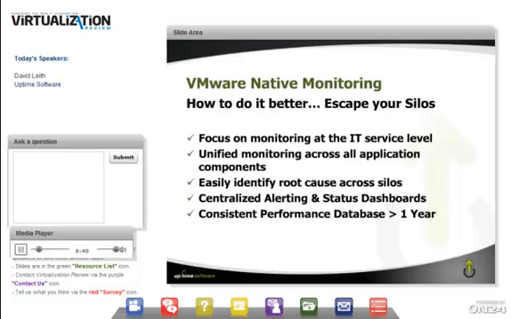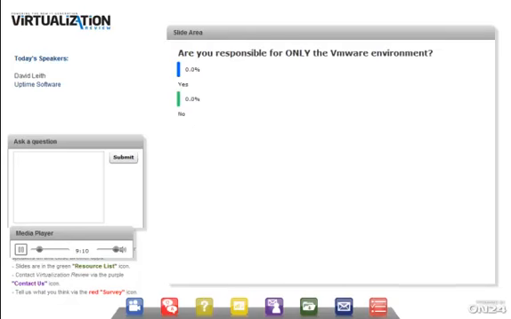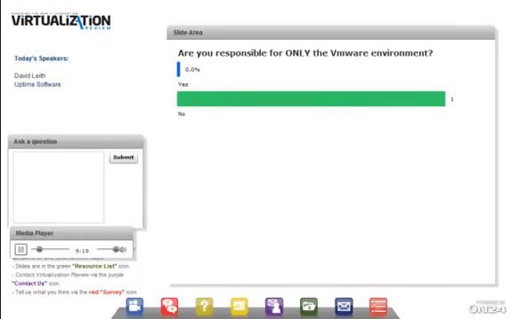But the question is, are you responsible for only this VMware environment? Your options are yes or no. So if you could take a second just to answer this poll question for us, that'd be great. Once again, are you responsible for only the VMware environment? We are getting a lot of results in so far, and I'll give you guys another second in the audience to answer the question. But we'll get some answers in there. But once again, are you responsible for only the VMware environment?